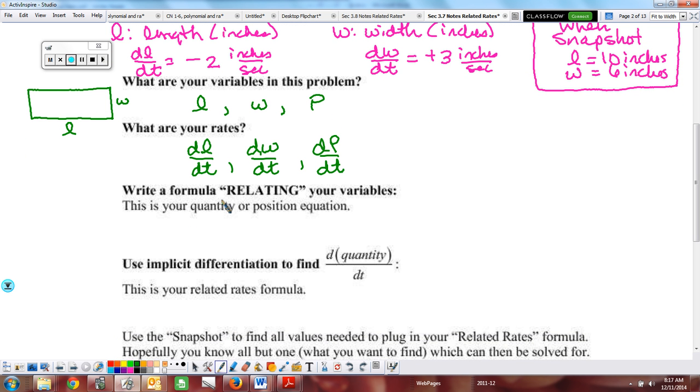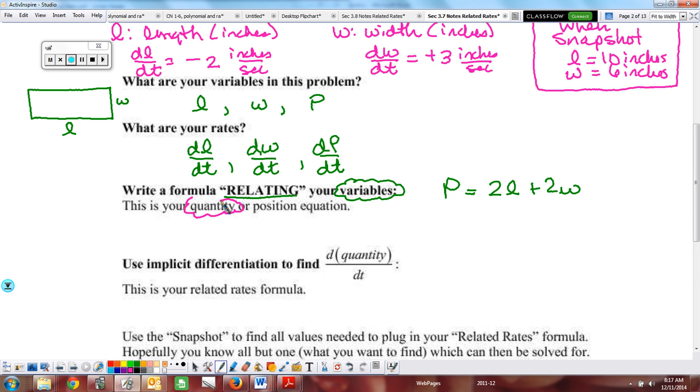And with these problems, what you are basically going to do is 2 steps. You are first going to write a formula that relates your variables. And this is why I'm not even using the snapshot, the when. That will come at the end of this problem. You first figure out what varies, what your variables are, and then you write a formula relating your variables. And this is length, width, and perimeter, so we know that perimeter is 2L plus 2W. Okay, so we write that formula first. This is going to be our quantity equation.